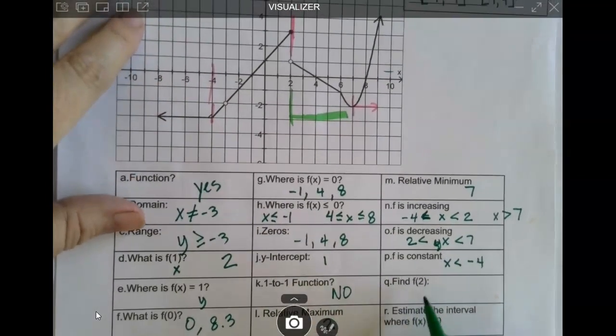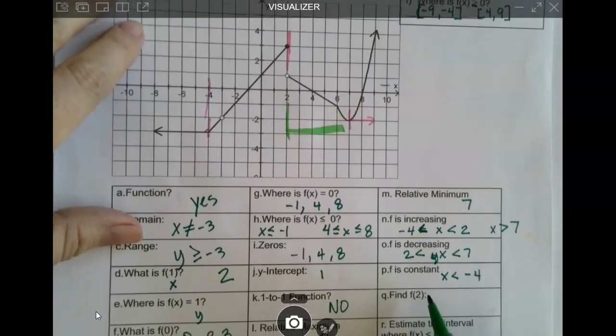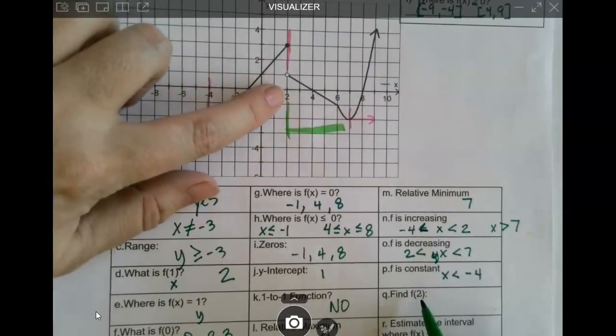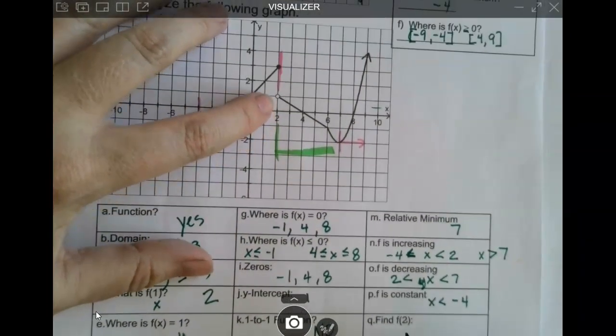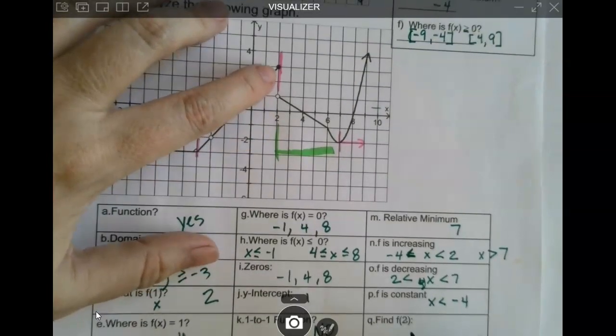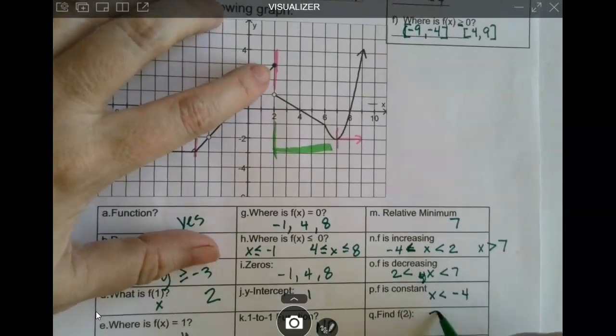Find f at 2, so that's where the x is 2. The x is 2 here. Which one should it be? Should it be this one or that one? It should be the colored in one, so that's 3.